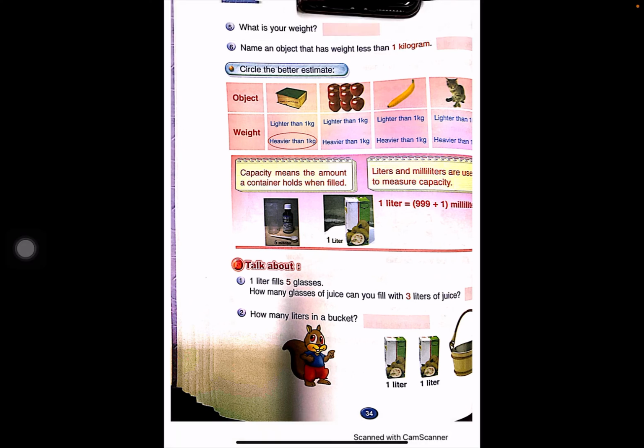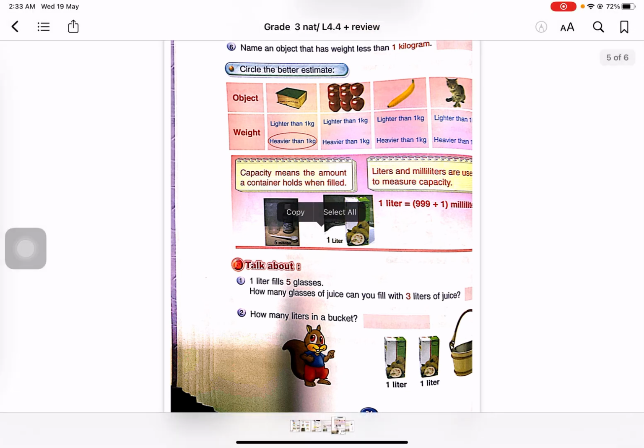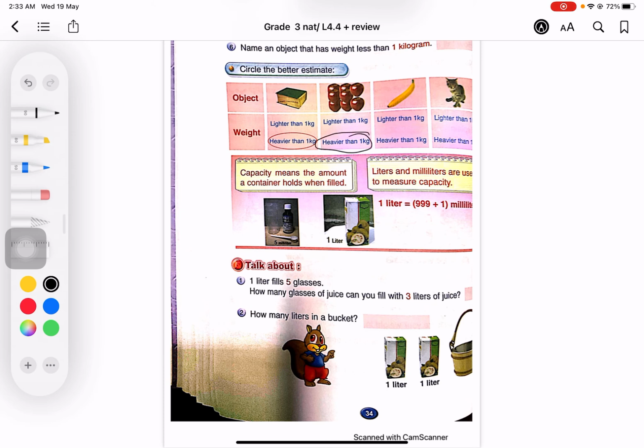Circle the better estimate. Object: book. You think that the book will be lighter than 1 kilo or more than 1 kilo, okay? Of course, the book will be heavier than 1 kilo. The book will be heavier, more heavy. Here the apple, lighter than 1 kilo or heavier? Of course, it will be heavier than 1 kilo. The banana will be lighter, meaning its weight will be less than a kilo. The cat will be heavier than 1 kilo.